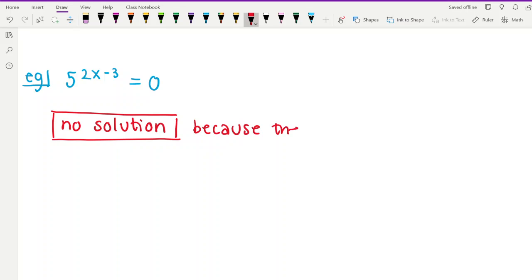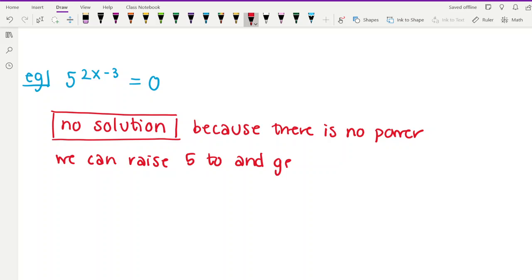Because there is no power we can raise 5 to and get 0. And by the way, it doesn't even really matter what this exponent is. This could have been really any kind of expression involving x, and the answer is the same. No matter what that exponent looks like, we just know that it can't exist in a way that would give us a 0 on the right-hand side.